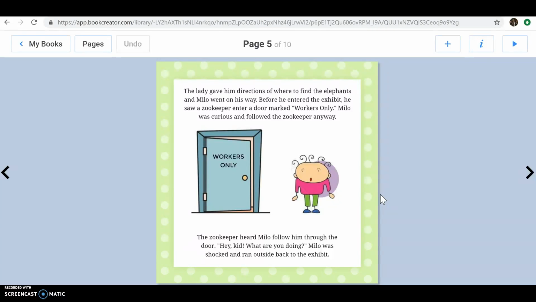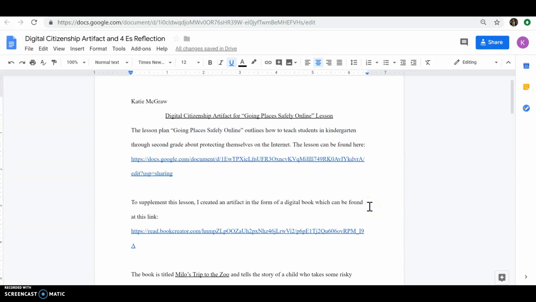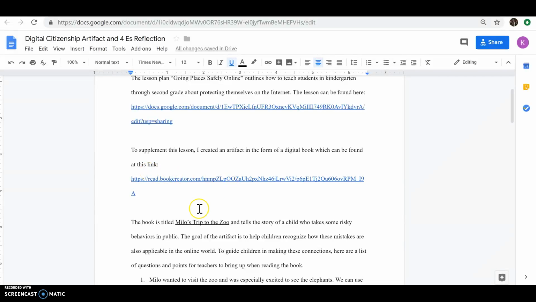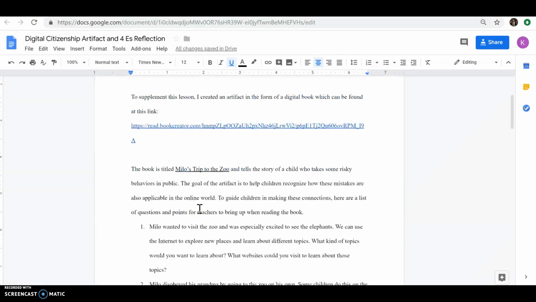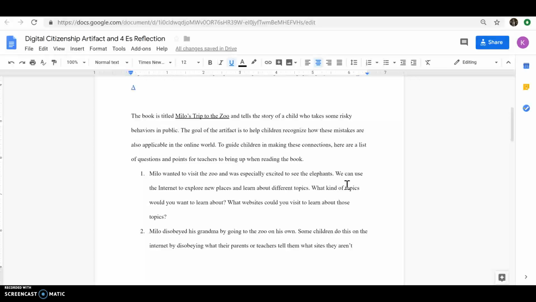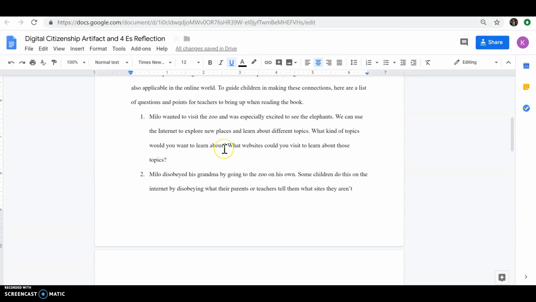is inappropriate. So to look deeper into how this can apply, I created some instructions that went over the lesson plan. It gave a link to the lesson plan. It gave a link to the book that I created, and gave a brief description about what the goal was. And then I just made some discussion questions and points about how we can use the internet to learn about different types of topics and explore.